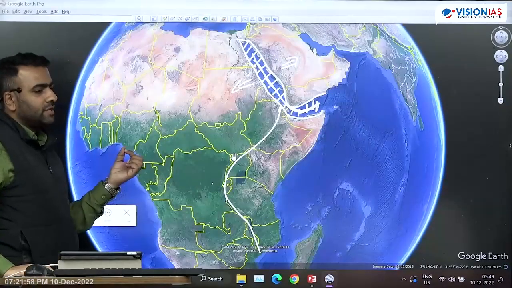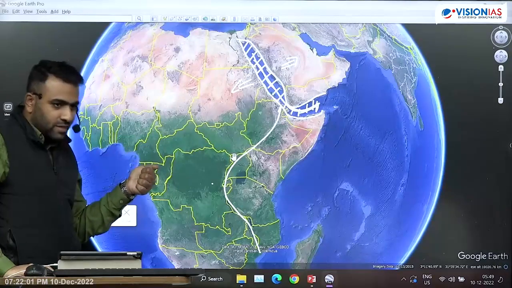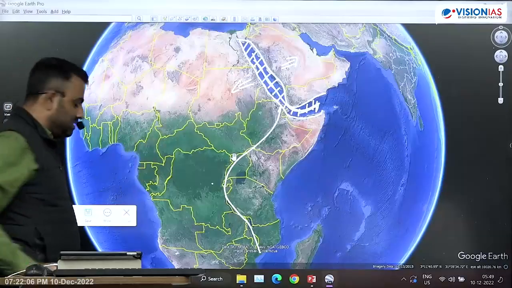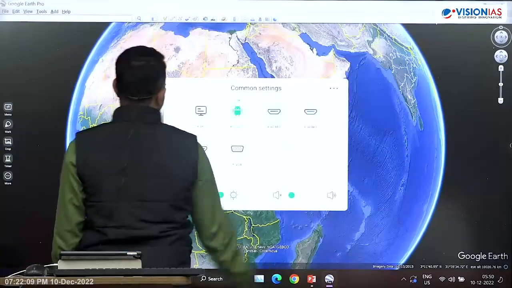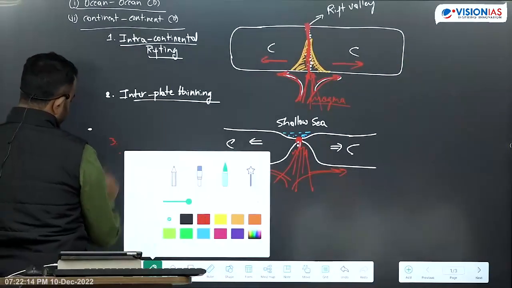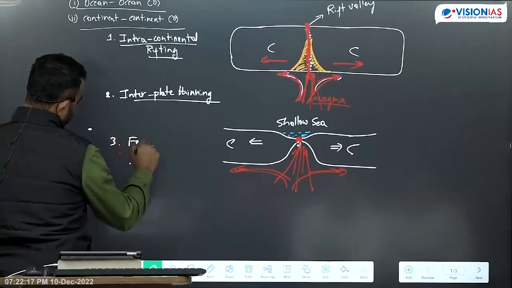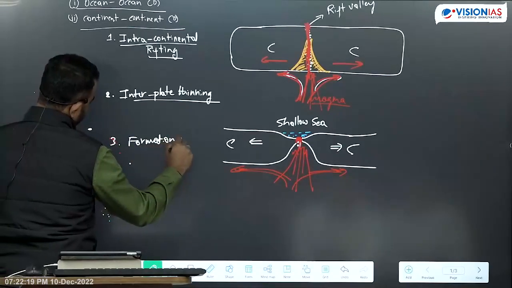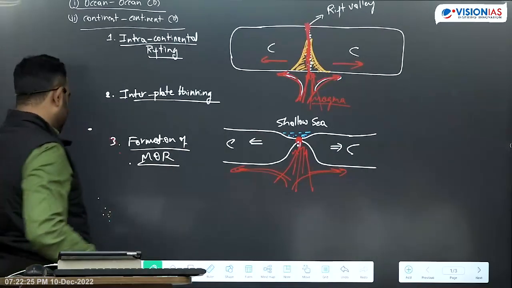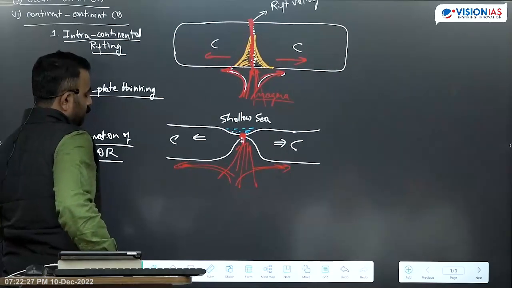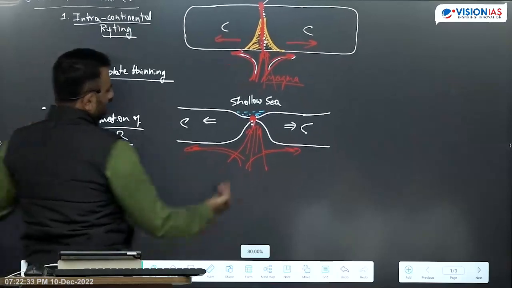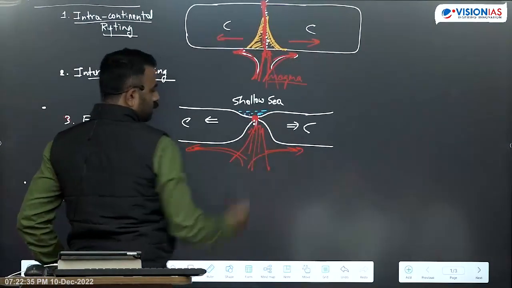Earlier it was a single continent, and it started with intracontinental rifting. The second one is interplate thinning. Example, Red Sea. And the third stage is the formation of the mid-oceanic ridge. Formation of the mid-oceanic ridge is the third stage. How did this come about? So what is happening here? The magma is continuously rising and getting attached to both the sides of the continental crust, right?